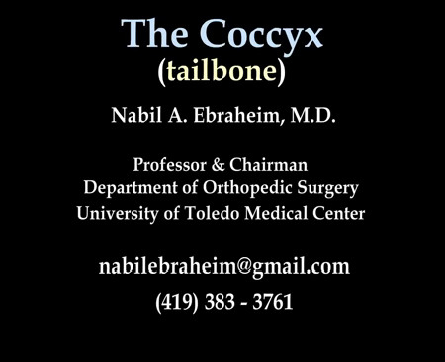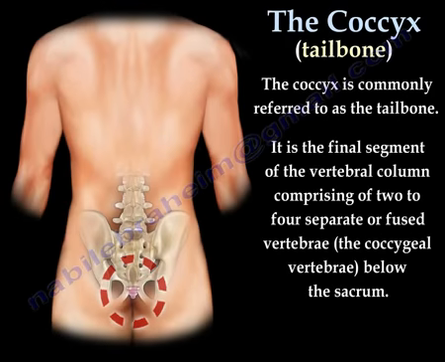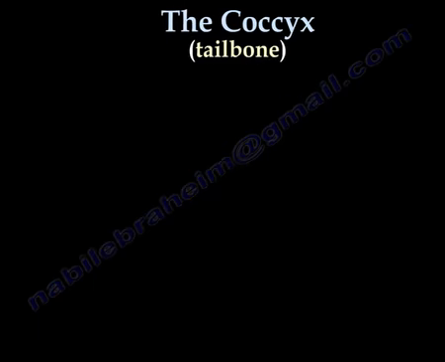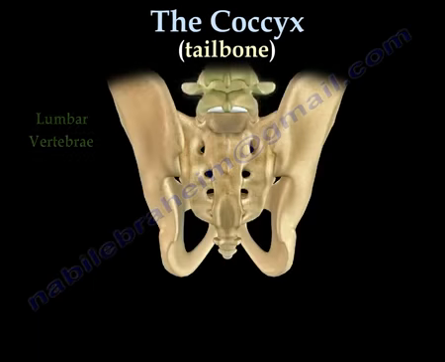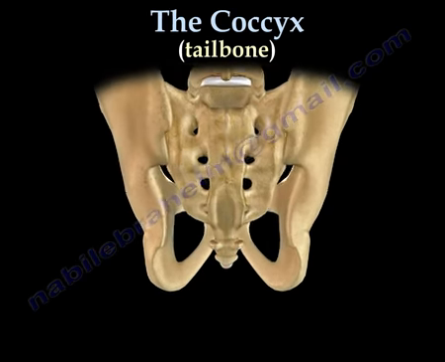This video is for the coccyx. We call it the tailbone. The coccyx is at the lower end of the spine, below the sacrum. The lower back is called the lumbar vertebrae, followed by the sacrum, and then the coccyx, the tailbone.